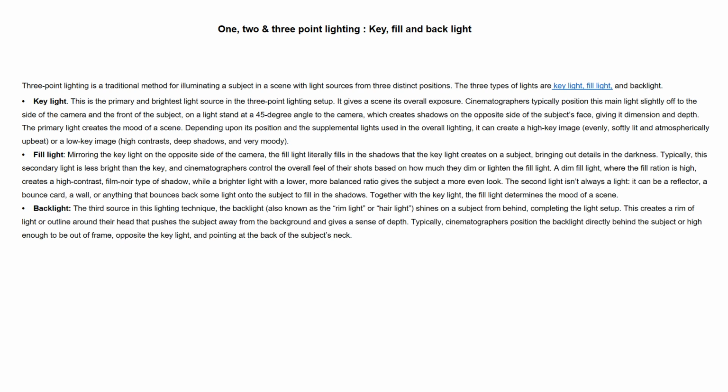Backlight. Next is backlight. The third source in this lighting technique, the backlight, also known as the rim light or hair light, shines on a subject from behind, completing the light setup. This creates a rim of light or outline around their head that pushes the subject away from the background and gives a sense of depth. Typically, cinematographers position the backlight directly behind the subject or high enough to be out of frame, opposite the key light, and pointing at the back of the subject's neck.